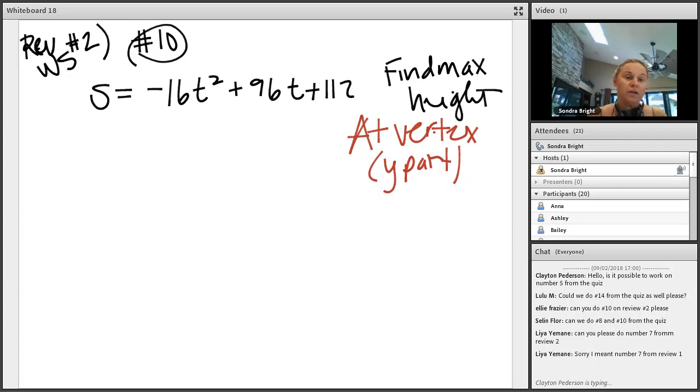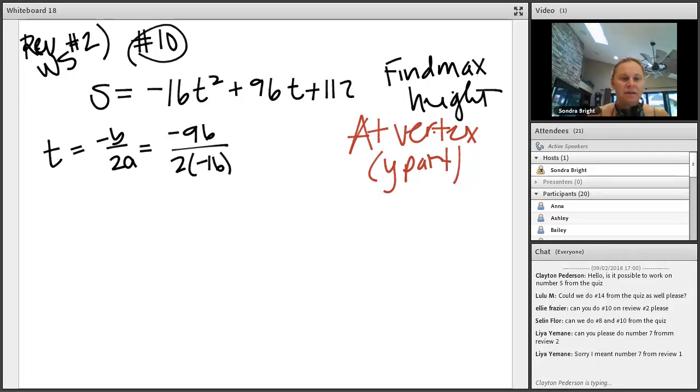So first of all, the x part of the vertex, or the t part of the vertex in this case, is negative b over 2a, where b is 96, and a is negative 16. And what's 96 divided by 32? That's going to give you a positive 3. So then that means your vertex is 3 comma what? You plug it in.